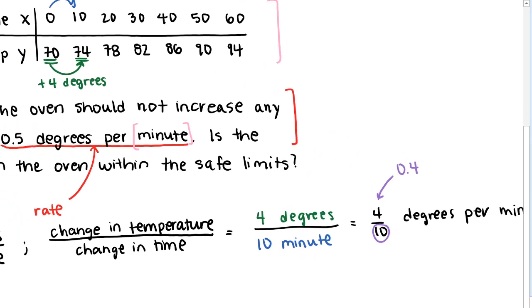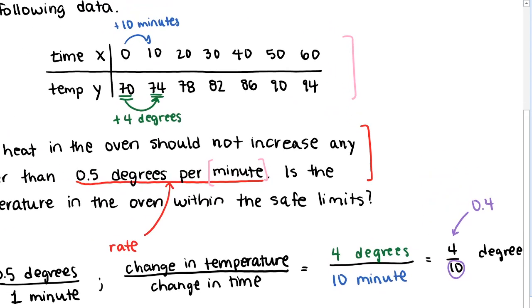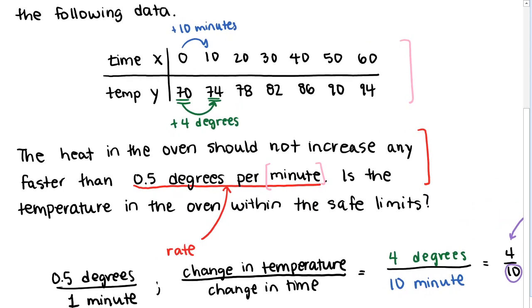And so this is telling us that actually this oven here, at least during that first 10 minutes, is meeting the safety limits or safety conditions, because 0.4 degrees per minute is less than 0.5 degrees per minute, right? The oven should not increase any more than 0.5 degrees per minute, and it does satisfy that. And actually, we can look at all of the other 10-minute intervals, right? If I look at all the other 10-minute intervals, we see, well, actually, there's also only a 4-degree increase every single time.